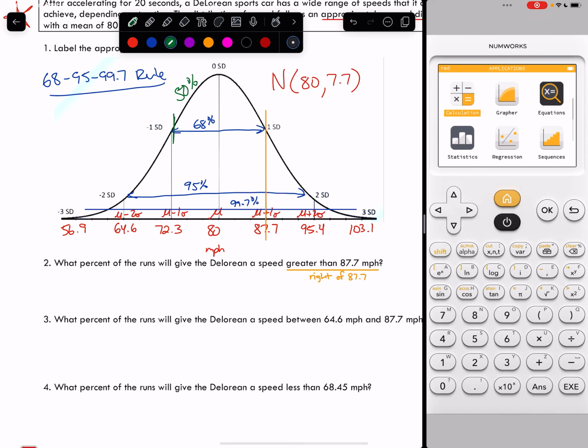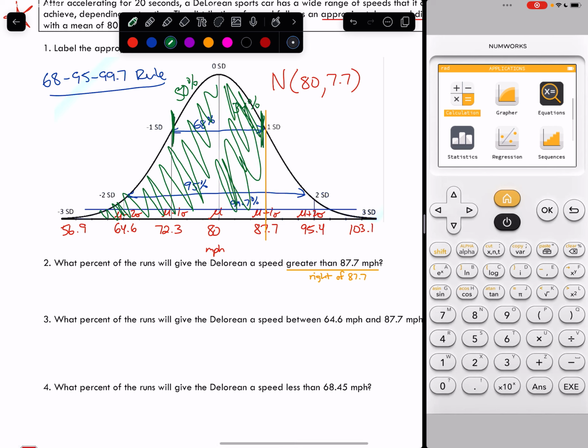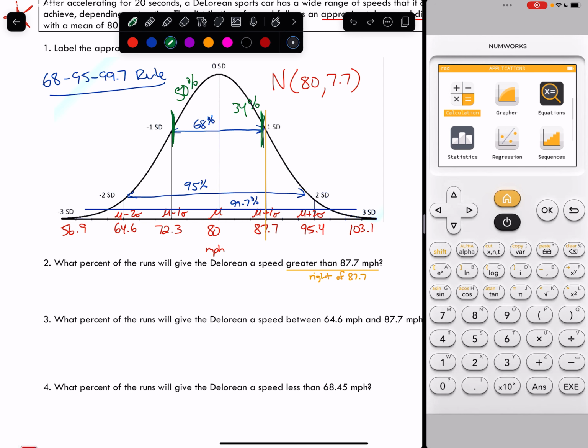And since I know this middle section in here is 68, that means each half of that is 34%. And so if we have 50% all the way up to the mean, and then a bonus 34%, that gives me a total of 84%.